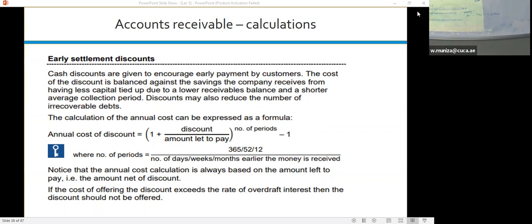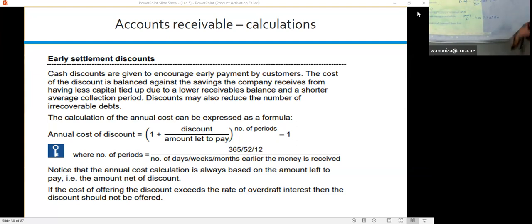Now, if this annual cost of discount is lesser than the interest rate or the finance cost, then we should be going for the discount. We should see that we can make the discount possible for the receivables, otherwise not. And when we have to pay the payables, then it is the opposite. If the annual cost of the discount for payables is higher than the interest cost, then we are going to avail the discount.